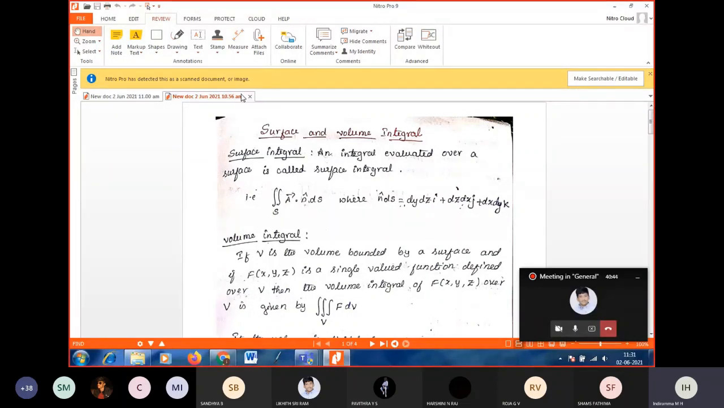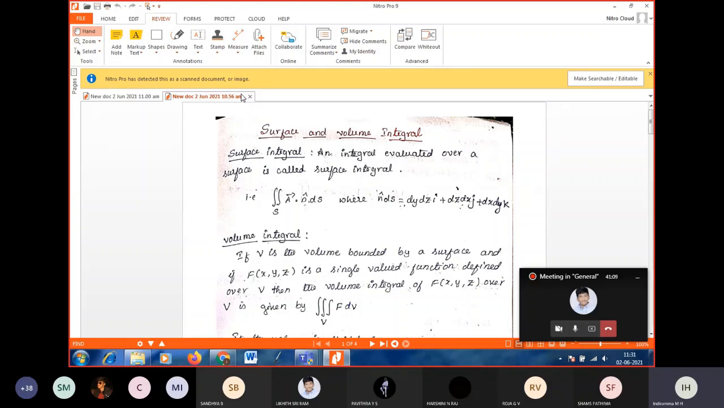Along with that, we have three more integral theorems. One is Green's theorem, second is Stokes' theorem, third is Gauss divergence theorem. So these three concepts we have. If we discuss these three concepts, that completes your first module.